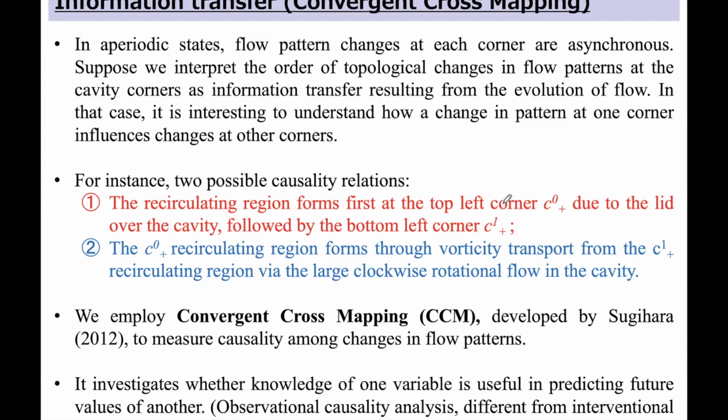In order to answer this question, we employ the convergent cross mapping by Sugihara to measure causality among the topological changes. CCM investigates whether knowledge of one variable is useful in predicting the future value of another. This is one of the observational causality analyses. This is different from conventional interventional causality analyses, such as sensitivity analysis.